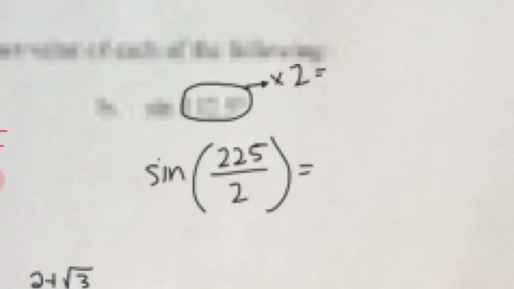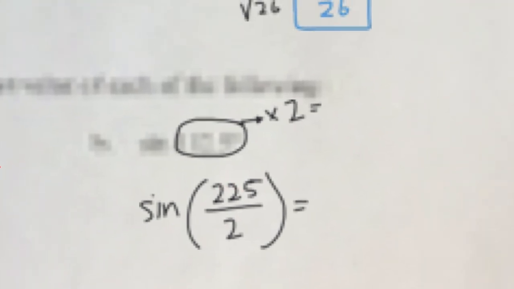112.5. So once again, 112.5 is half of what number? So if we times it by 2, 112.5 is 225. Okay? Remember, we want it to be in a half angle formula style, meaning we have an angle divided by 2. So the sine at 112.5 is 225 divided by 2.